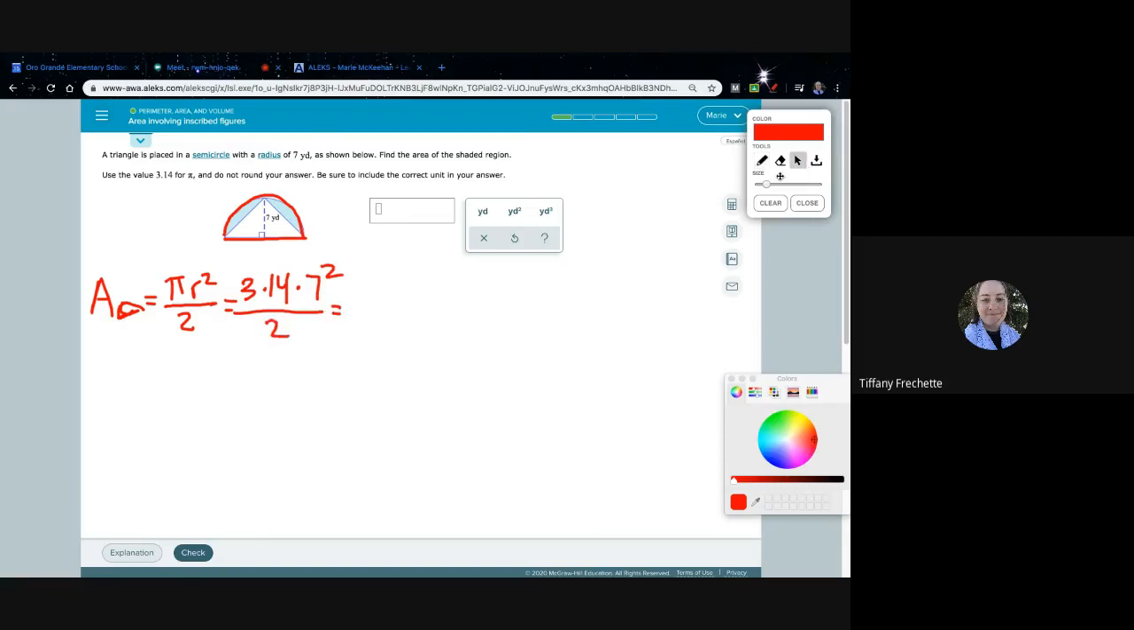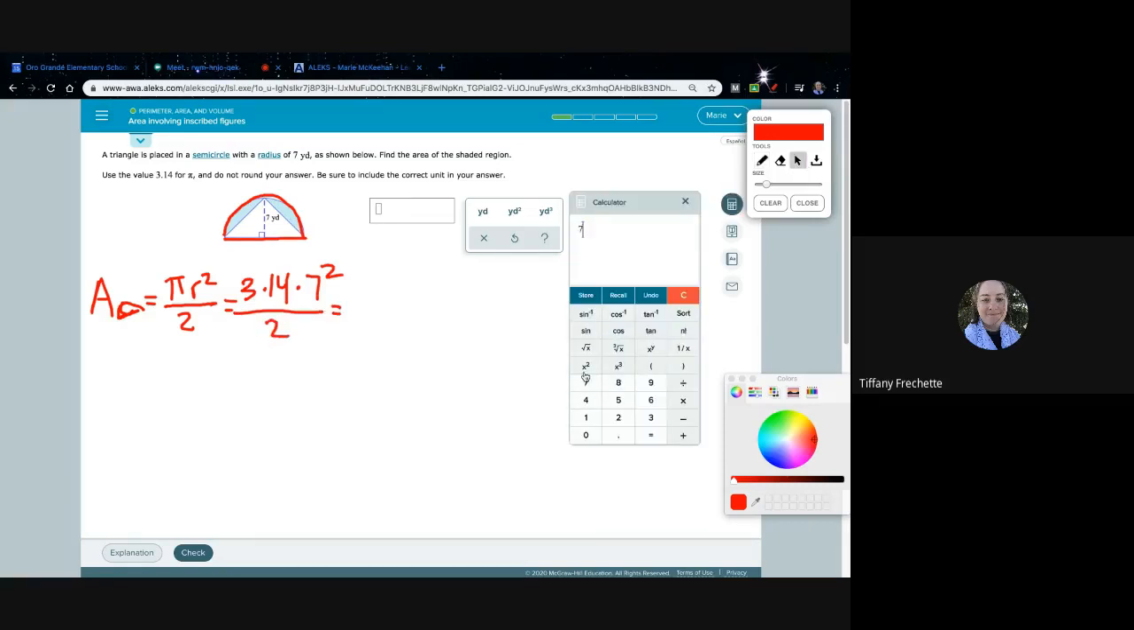All right, so let's go to our calculator here. We have 7 squared equals, times 3.14 equals. All right, so I get 153.86. Don't forget to divide by 2 because that'll give you your final semicircle. So divide by 2 equals, okay, so the area of our semicircle is 76.93 yards squared.